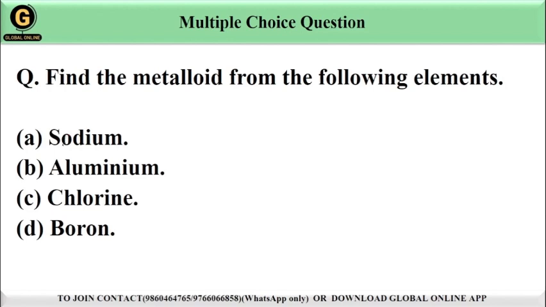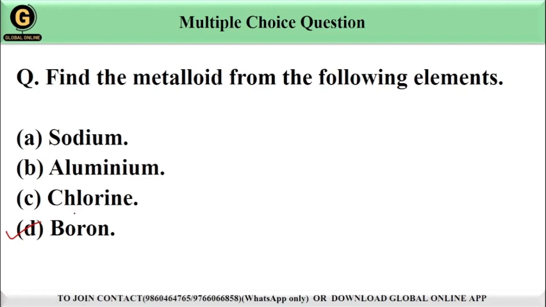Next question is, find the metalloid from the following elements. Options are given: sodium, aluminium, chlorine and boron. Metalloids are the elements which show properties of both metals and non-metals. From the given options, we have boron, which is a metalloid. It shows properties of both. It can conduct electricity like metals, but it is brittle like non-metals.